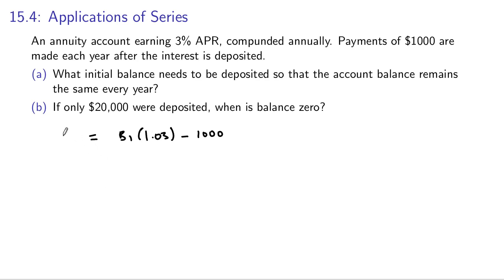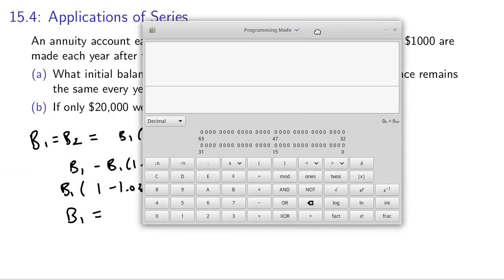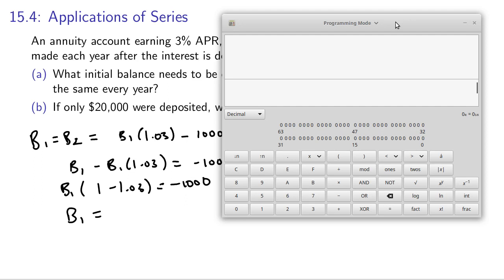So maybe we should write, we want B1 to be the same as B2. So now we have this equation that's just got B1, which we can solve. So B1 equals B1 times 1.03 minus 1,000. So subtracting from both sides and factoring out B1, we have B1 times 1 minus 1.03 equals minus 1,000. So the initial balance, in order for this to happen at 3% interest and $1,000 payments, would have to be minus 1,000 over 1 minus 1.03, or $33,333.33.